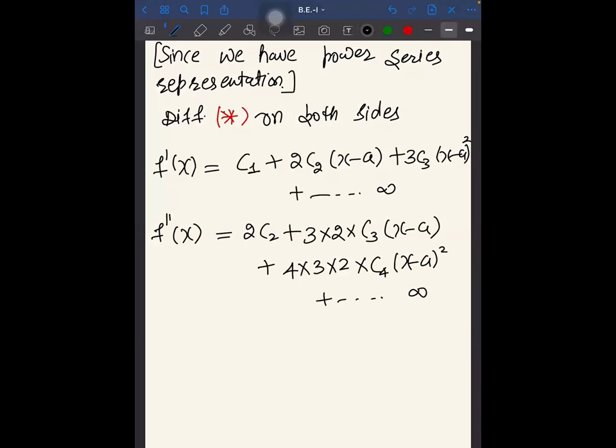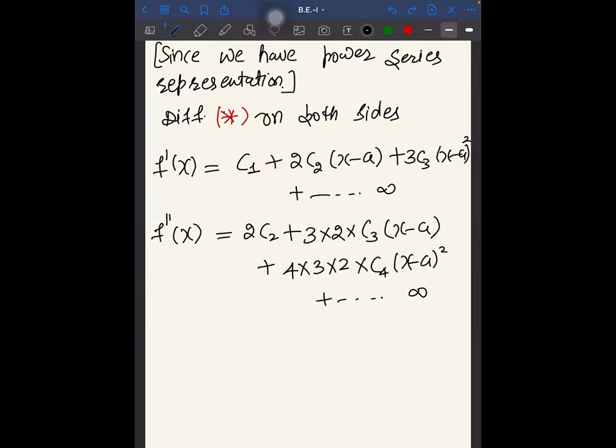Is it fine? Okay, so let's say if I see these two sides are equal for every value of x, right? Now suppose if I put x is equal to a over here, what am I going to get?